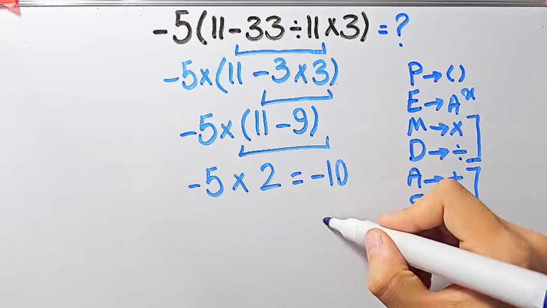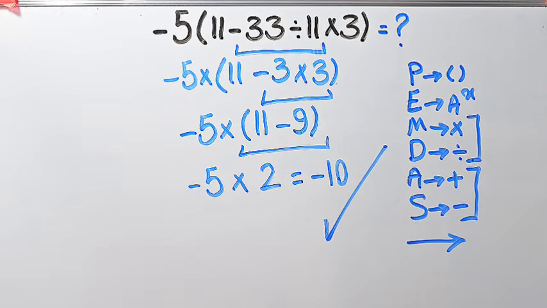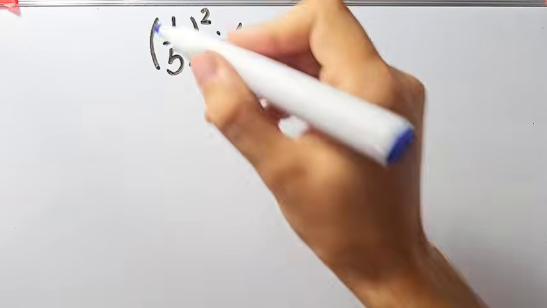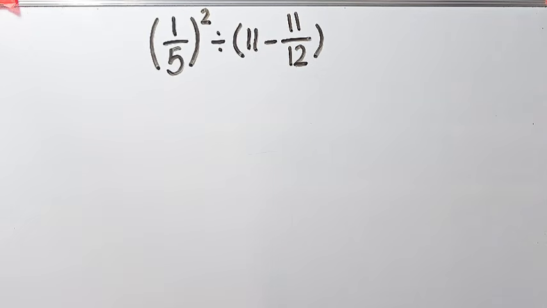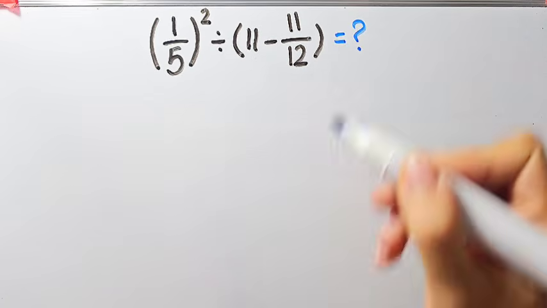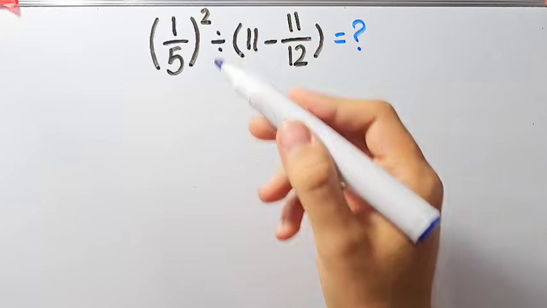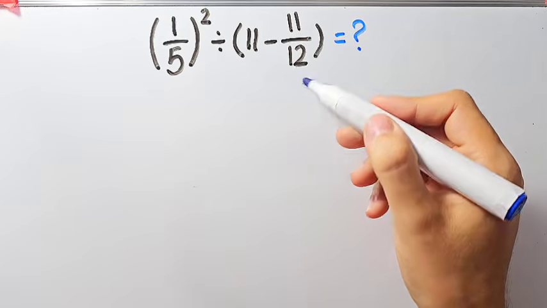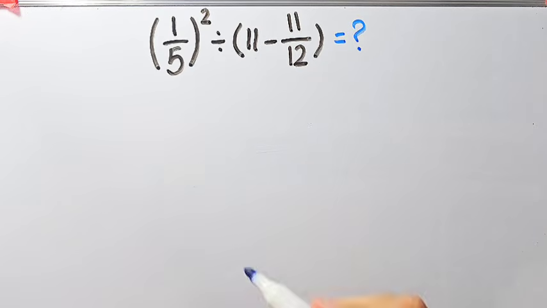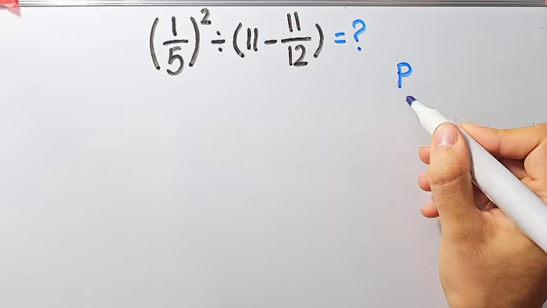Okay guys, let's solve another question about PEMDAS rule. 1 over 5 to the power of 2 divided by open parentheses 11 minus 11 over 12 close parentheses. What is the answer of this question? In this question we have exponent, division, parentheses and subtraction. To solve this question we need to follow the PEMDAS rule.